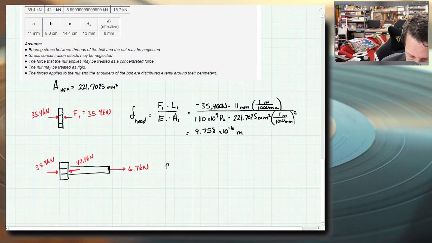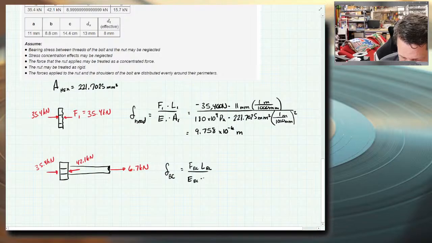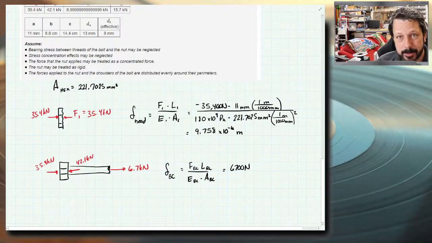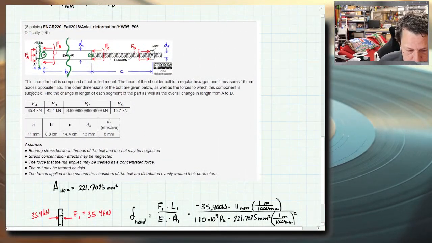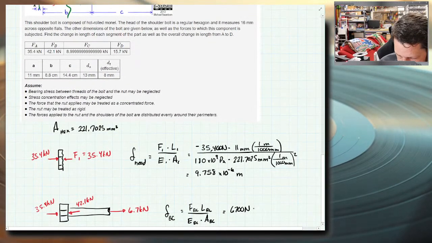We can do delta, we'll call this BC, this is section BC, equals FBC, LBC, over EBC and ABC. So the force in here is a positive 6,700 newtons. Positive not because it's going to the right, but positive because it is going away from the body and it's in tension. The length of BC is from point B to C, 8.8 centimeters, which we'll need to convert. 1 meter is 100 centimeters.